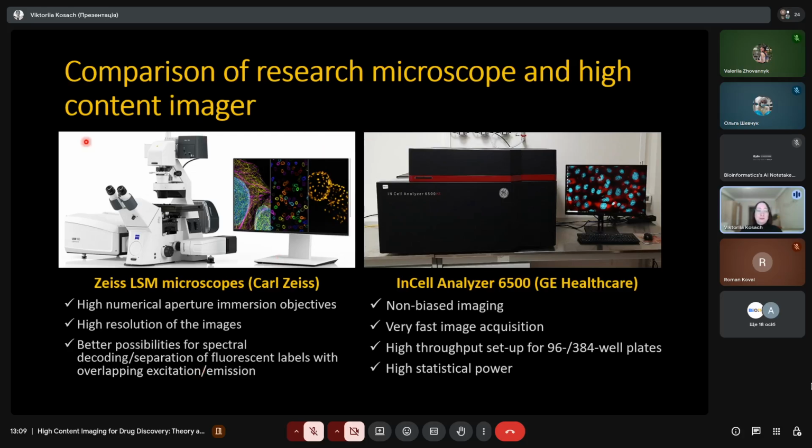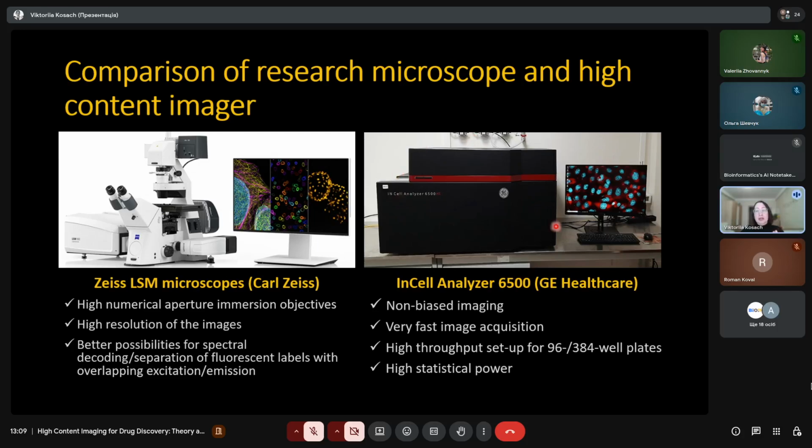However, for a regular research microscope, to publish data, you will need to image around 300 cells per condition. And actually, it takes time. It takes a longer time in comparison to automated microscopes.